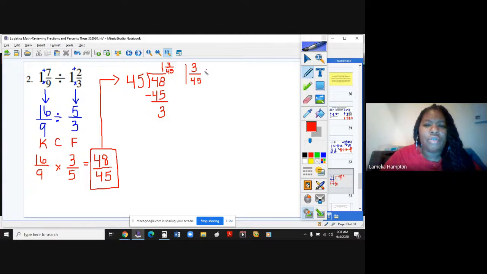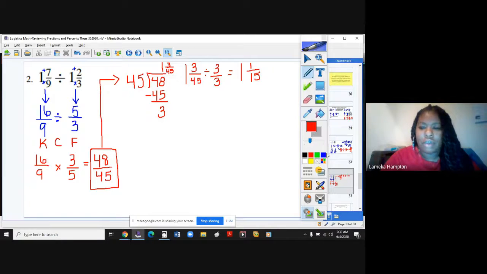Okay, so now I'm going to divide 3 and 45 into 3. When I do this, my final answer is going to be 1, and 3 divided by 3 gives me 1. Remember, we are not concerned with the whole number at this point. We're only dealing with the fraction. So 3 divided by 3 gives me 1, and 3 divided by 45 gives me 15. Therefore, my final answer will be 1 and 1/15.